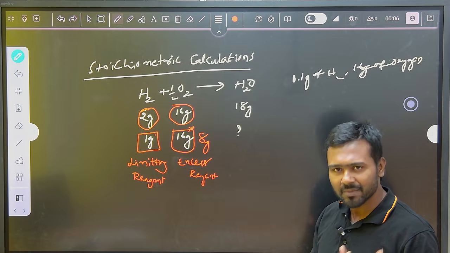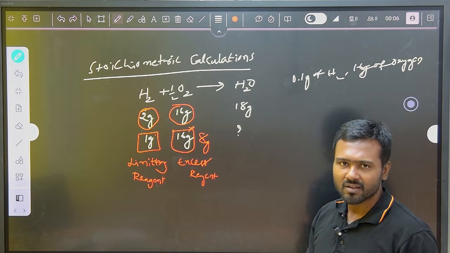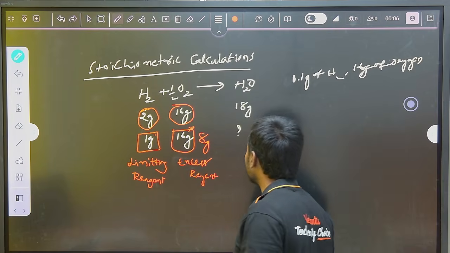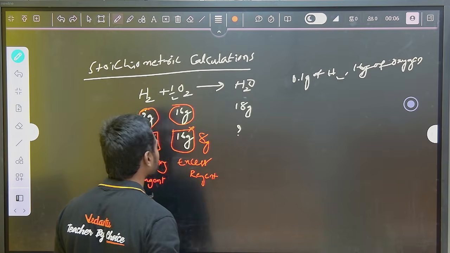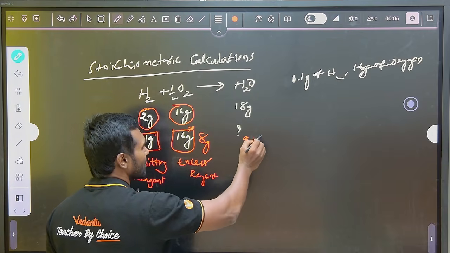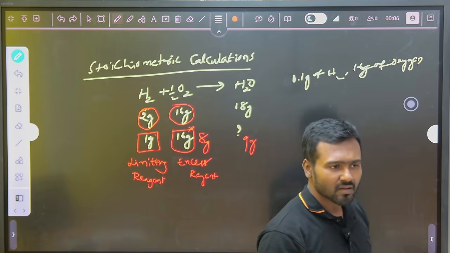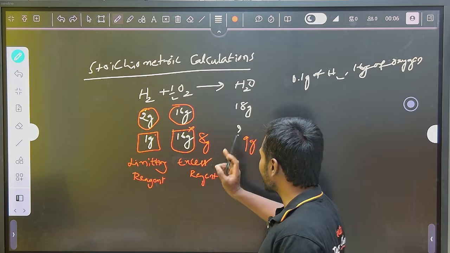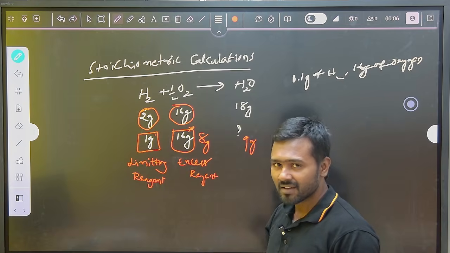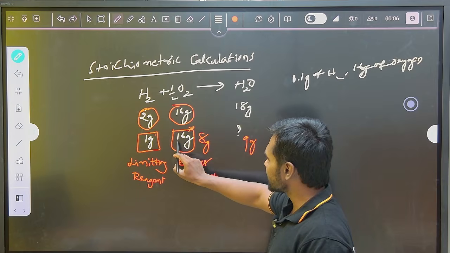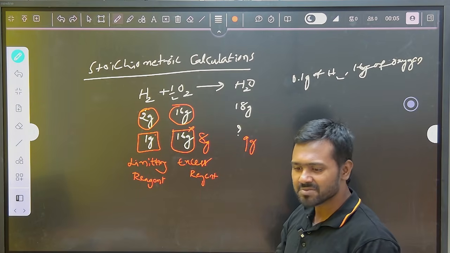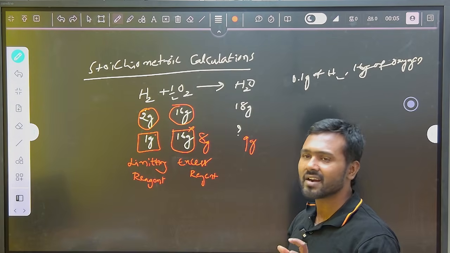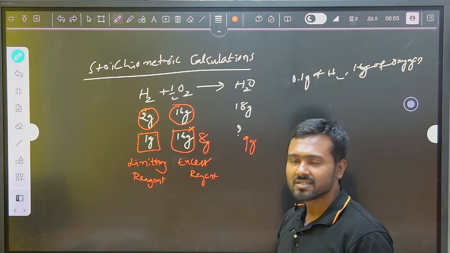Because the excess reagent will remain like that only, whatever the extra quantity. So here 1 gram will react with only 8 grams, not 16 grams. So how many grams of H2O is formed? It is 9 grams. So your law of conservation of mass is not applicable, because 1 gram plus 16 grams you have to get 17 grams, but you got 9 grams. Yeah, but clearly if you observe, the 16 grams is not reacting, only 8 grams is reacting. That is why 1 plus 8 is 9.